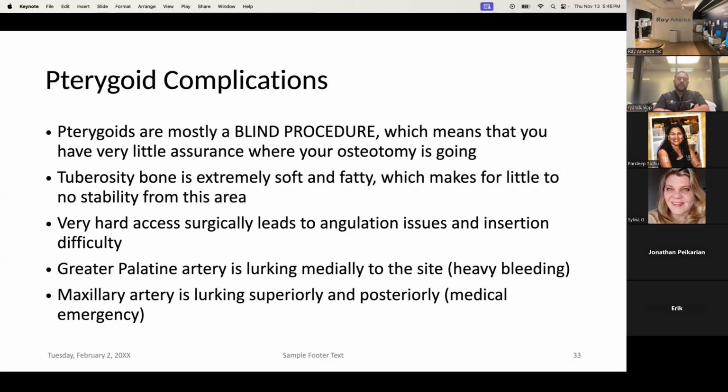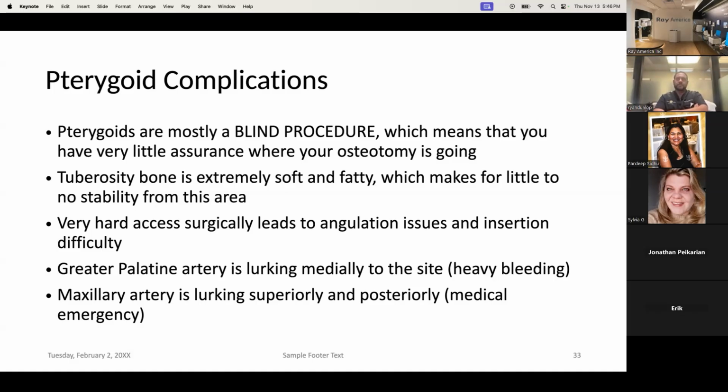It lurks kind of medially to the site. So, if you remember, I said that pterygoid implants lean in about 5 to 10 degrees from midline to the middle. And if you angle your implant too much towards the midline, you can hit the greater palatine artery, and all it does is cause a lot of bleeding, and then you have to manage that surgically.